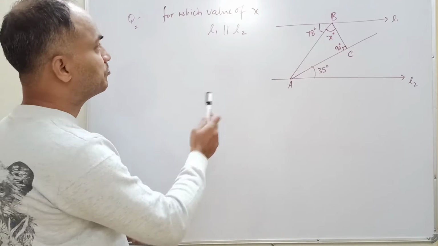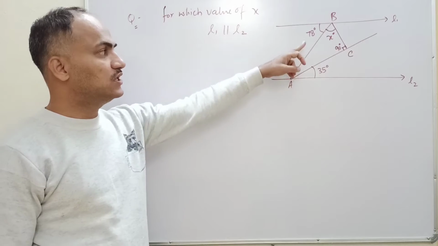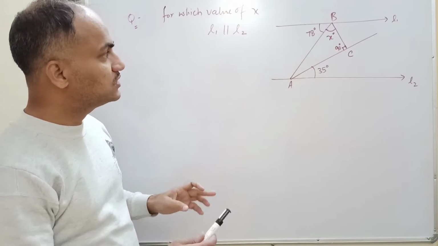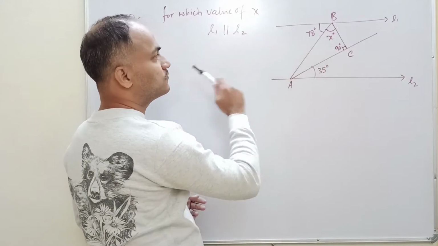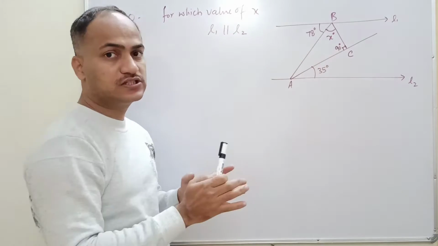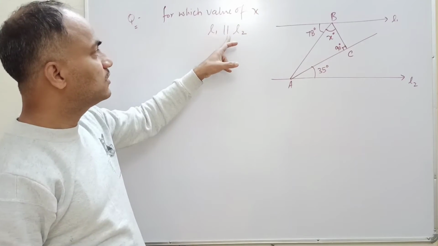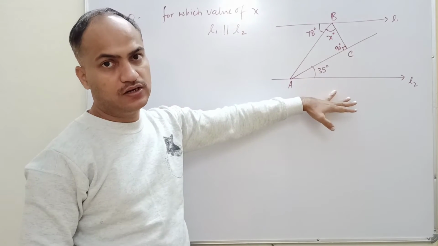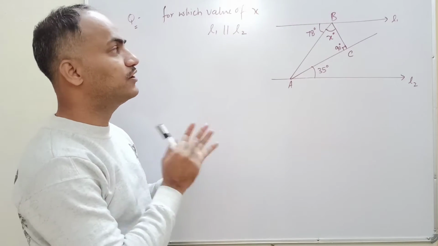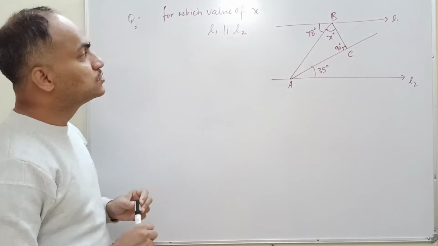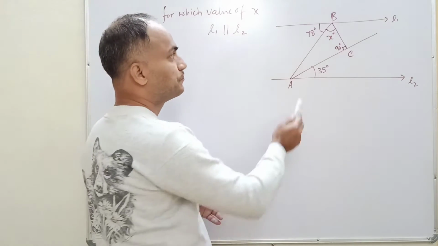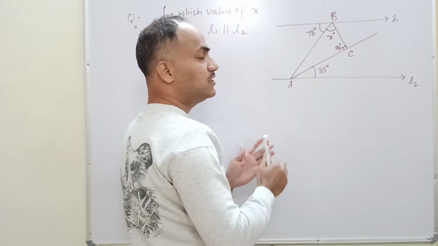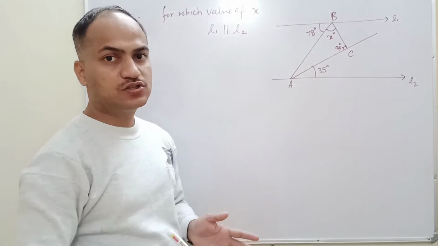In this question we are given this figure. Okay, it is a triangle, and in this triangle we have to use the properties of a triangle and find the value of x such that L1 is parallel to L2. It means these two lines should be parallel. Okay, we have to find such a value of x. So we assume that the lines are parallel. It means we can apply the properties of parallel lines.